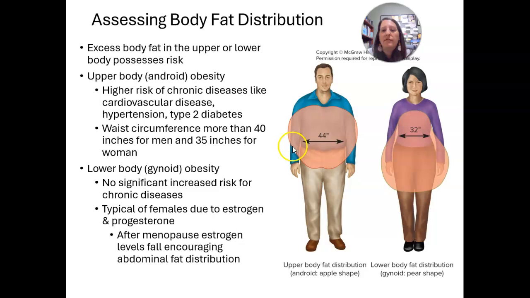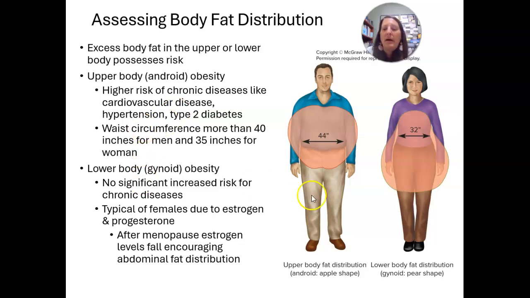Individuals who have a waist circumference higher than 40 for men, higher than 35 for women, are going to fall into this category. And again, we have this upper body fat distribution, although this gentleman doesn't look obese. But in any case, if you store fat in the upper part of your body with a waist circumference of more than 40 for men or more than 35 for women, you would fall into this category of having upper body or android obesity, which again, we commonly call apple-shaped. Individuals with this type of obesity have a higher risk of chronic diseases like CVD, cardiovascular disease, hypertension, high blood pressure, and type 2 diabetes.